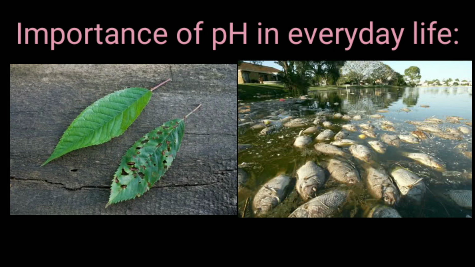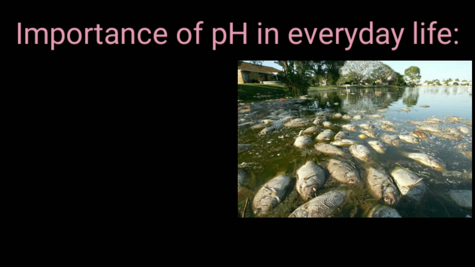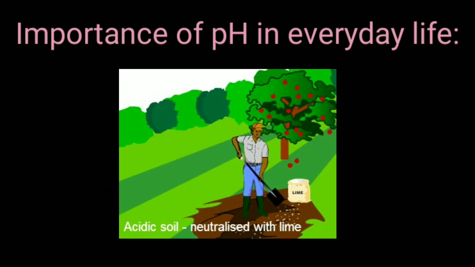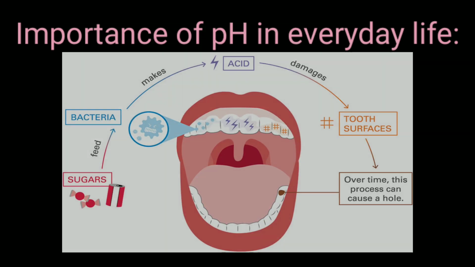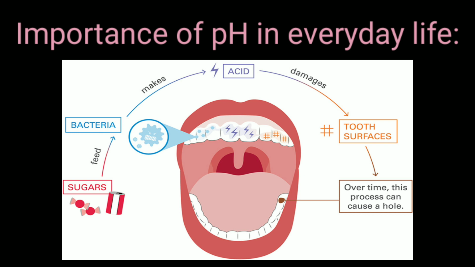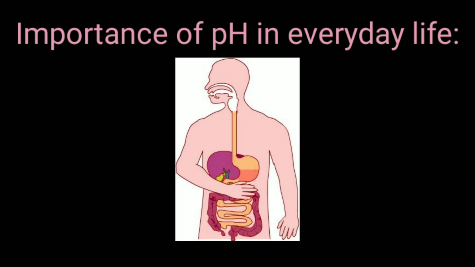The pH of living organisms like plants and animals should be maintained properly. If not, this can even cause them to die. The pH of the soil also should be maintained for proper farming. Next, pH can also affect the tooth. It will cause tooth decay, so that should be maintained properly, and the pH of the digestive system should be maintained for proper digestion. If not, it can be neutralized with antacids also.